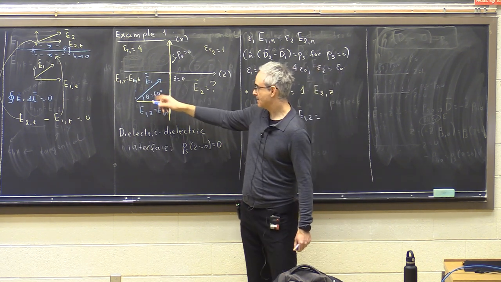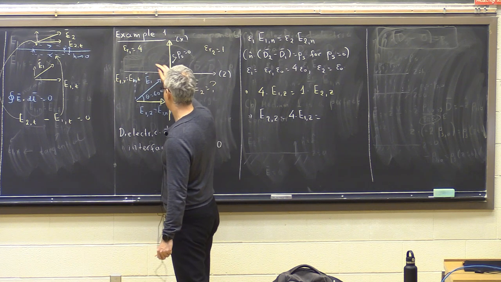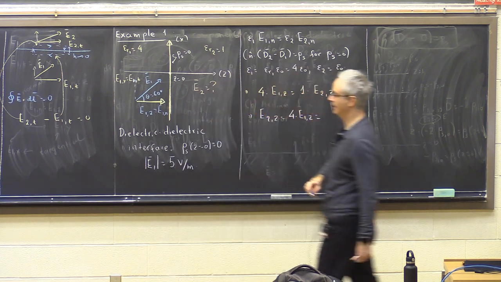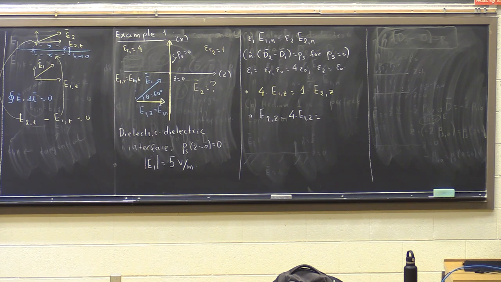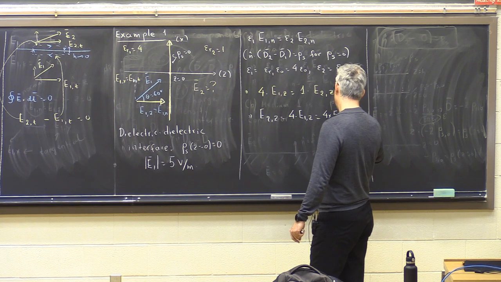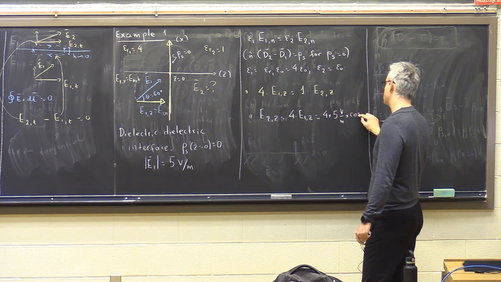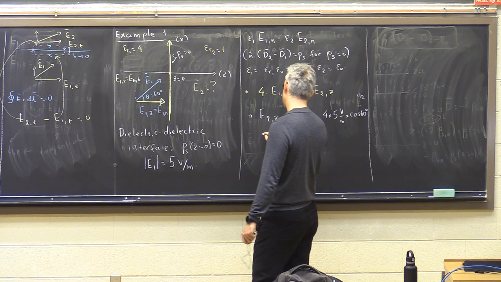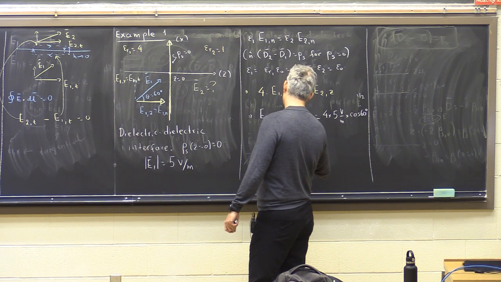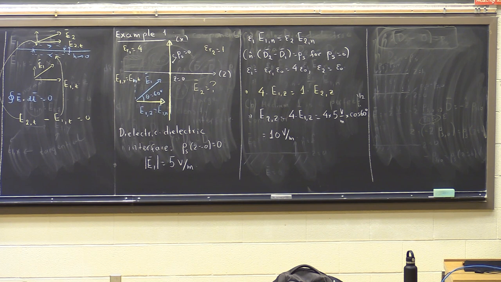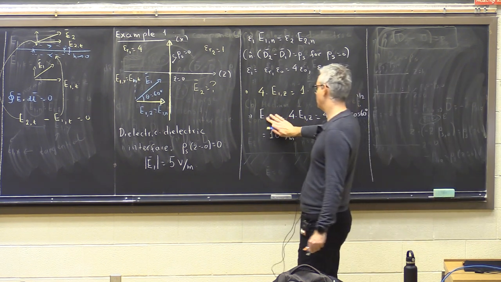You see E1z is, and I forgot to mention that E1 is a 5 volt per meter field. So let E1 be a 5 volt per meter electric field, the amplitude. So therefore, I can find how much E1z is. It's 5 volts per meter times the cosine of 60 degrees. The cosine of 60 degrees is 1/2. So therefore, this is 10 volts per meter. So this is the field component in the z direction on the second space.